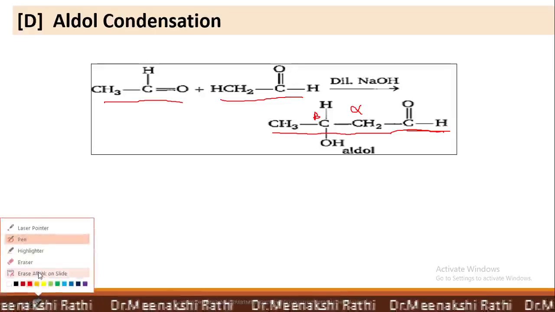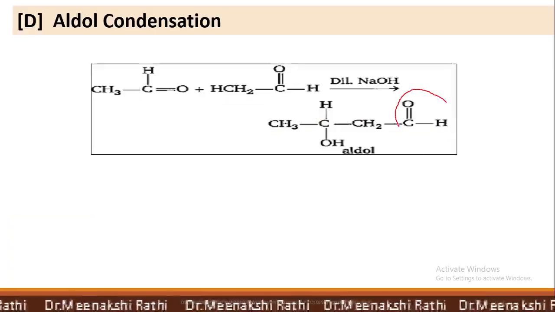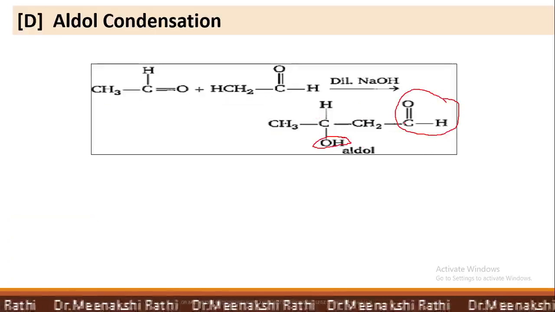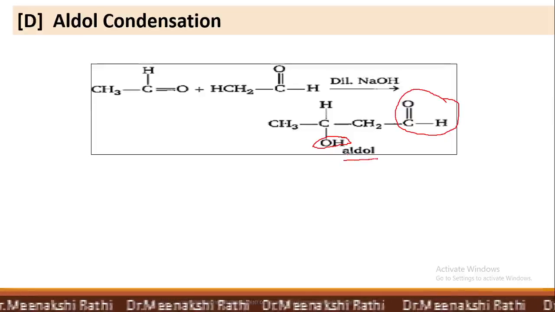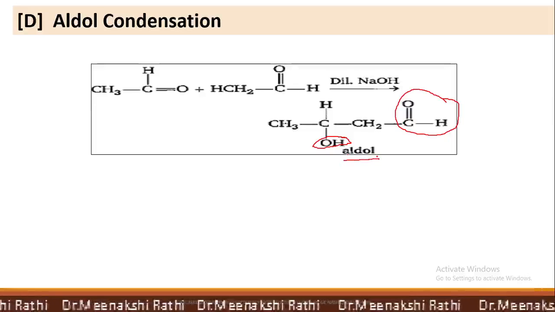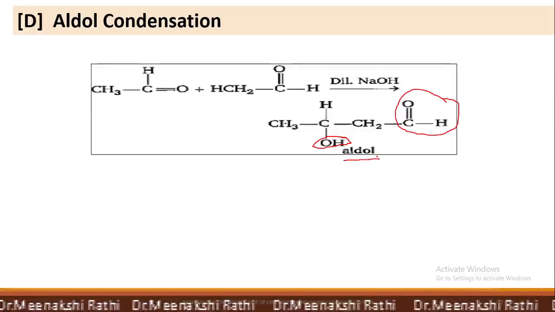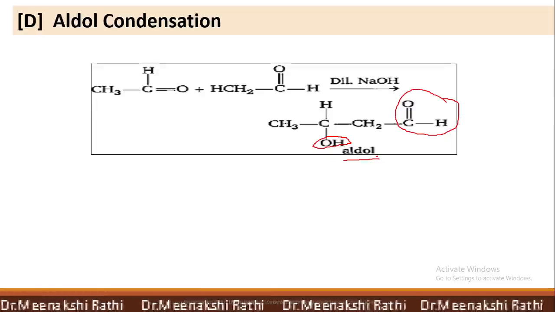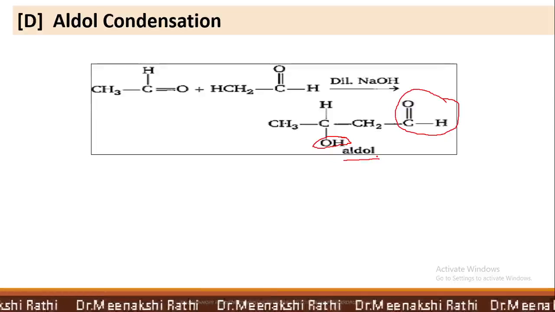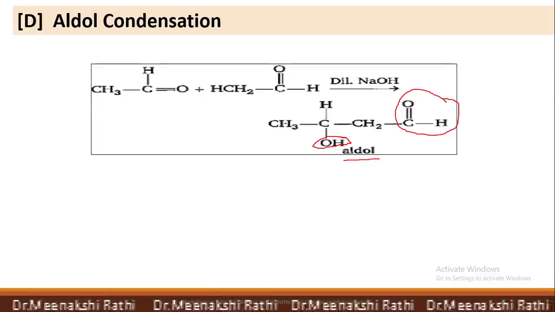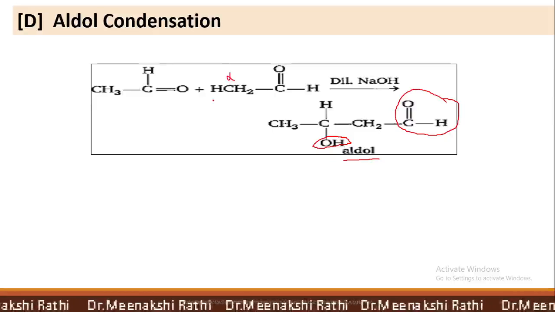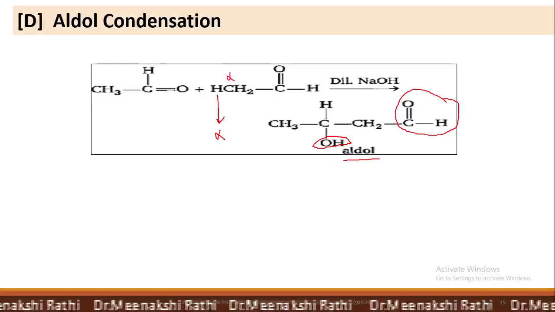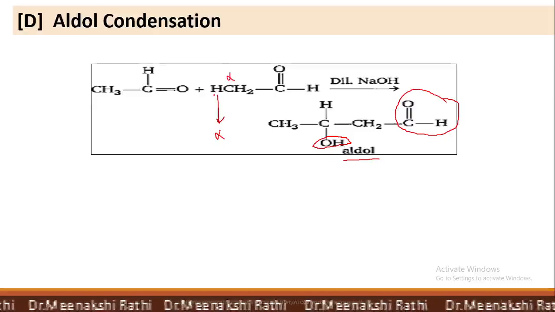Here in beta hydroxy butyraldehyde, 2 functional groups are there. One is aldehyde and one is alcohol. So aldehyde and alcohol, combined, are called aldol. And that's why this process is called aldol condensation. In aldol condensation, what happened exactly? During this reaction, see here, this is the alpha carbon and this is the alpha hydrogen atom.